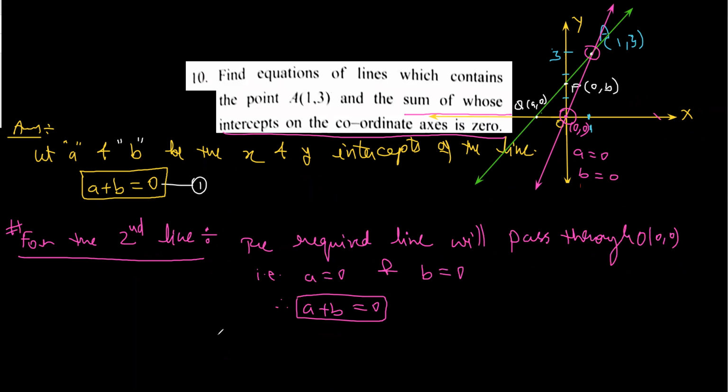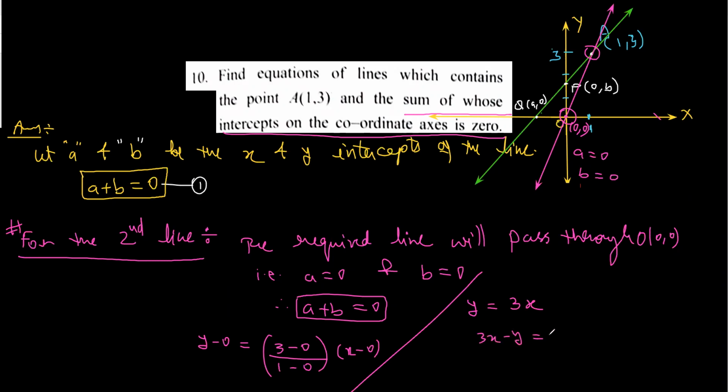What is that? y minus y1. I'm taking x1, y1 as 0, 0. So y minus y1 equals m into x minus x1. And how do I write m? m is y2 minus y1 upon x2 minus x1, that is 3 minus 0 upon 1 minus 0. So you will get the answer as y equals 3 upon 1, 3 into x. That is 3x minus y equals 0, which is the second line.